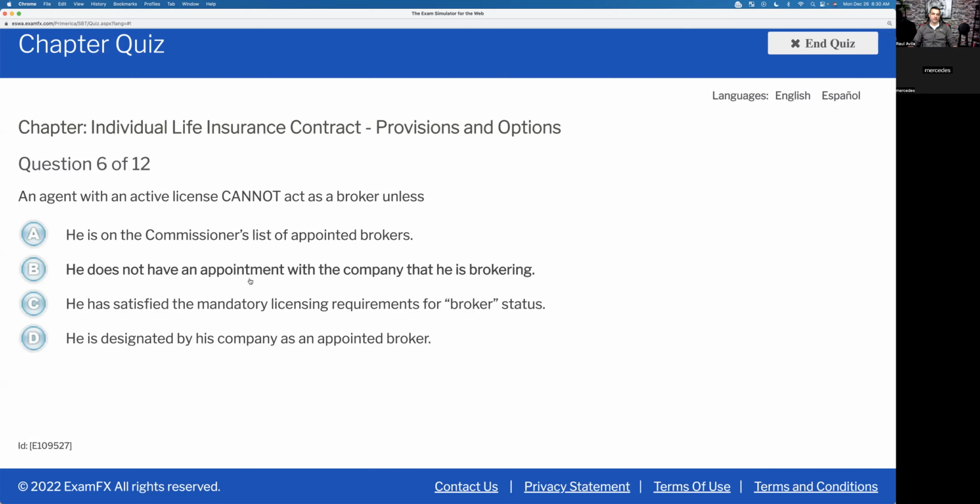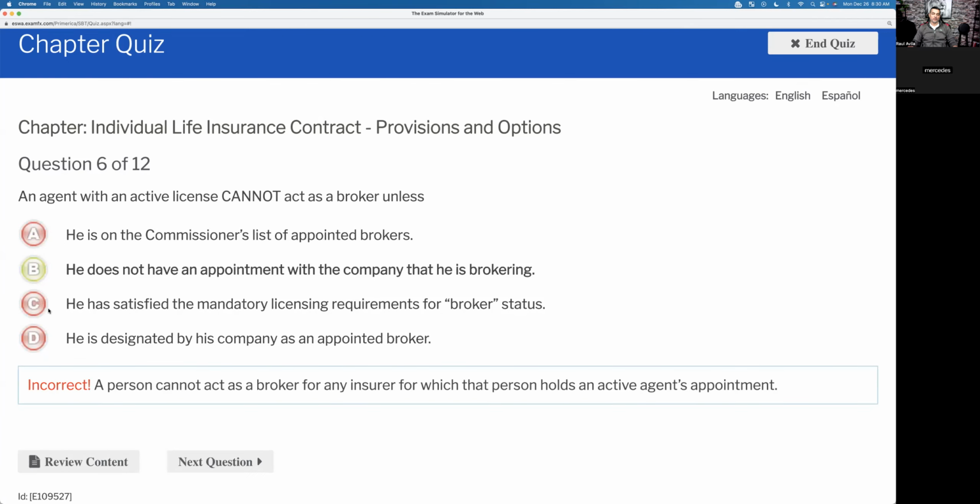He does not have an appointment with a company that he is brokering. I would say B, C. Okay, I got it wrong again. He does not have an appointment with the company that he is brokering. Cannot act as a broker unless he does not have a.